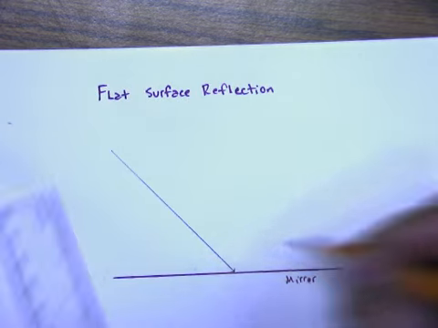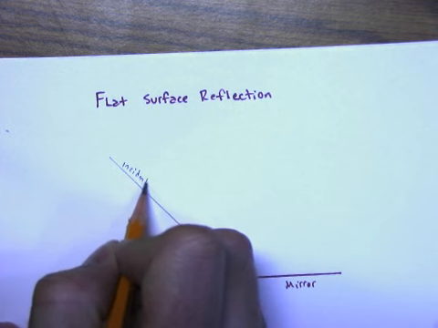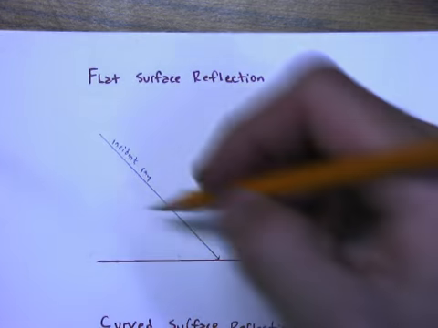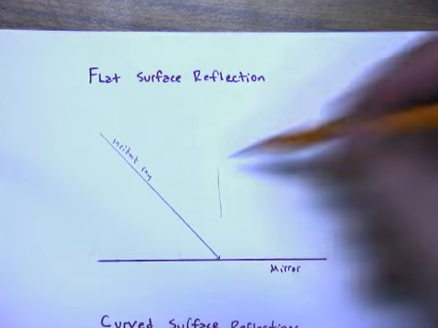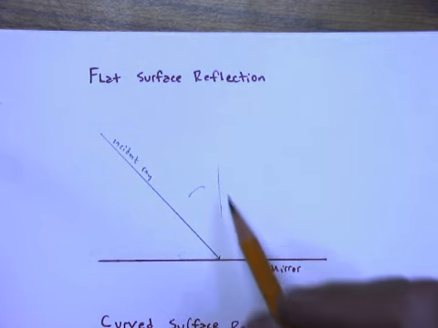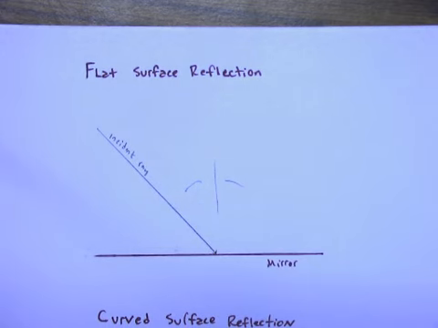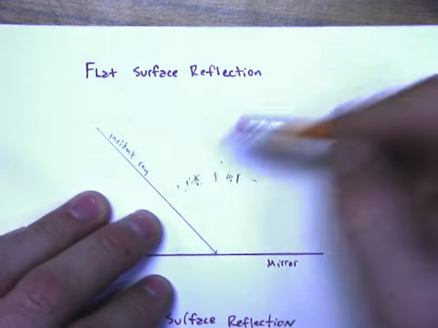coming in and striking my mirror? We'll call this the incident ray. So what happens? Well, this incident ray is going to bounce off my mirror. So what it's going to do is I have a normal here, and whatever angle this is, it's going to bounce off at the same angle. The angle of incidence will equal the angle of reflection. But I have to find that a little bit more specifically than just guessing.